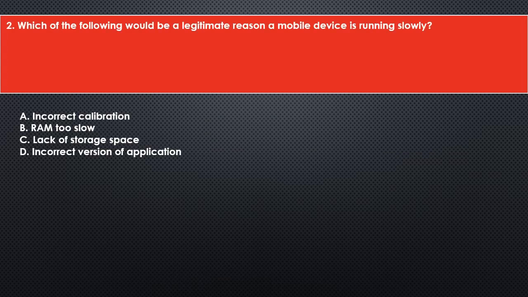2. Which of the following would be a legitimate reason a mobile device is running slowly? A. Incorrect calibration. B. RAM too slow. C. Lack of storage space. D. Incorrect version of application.